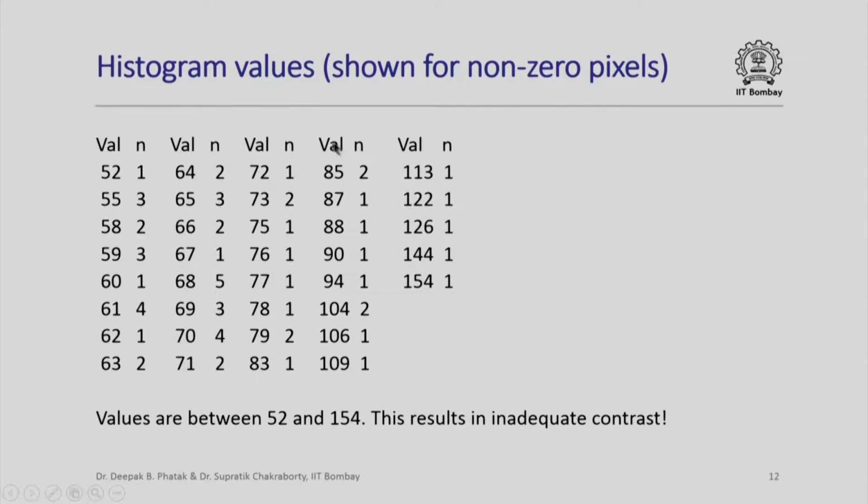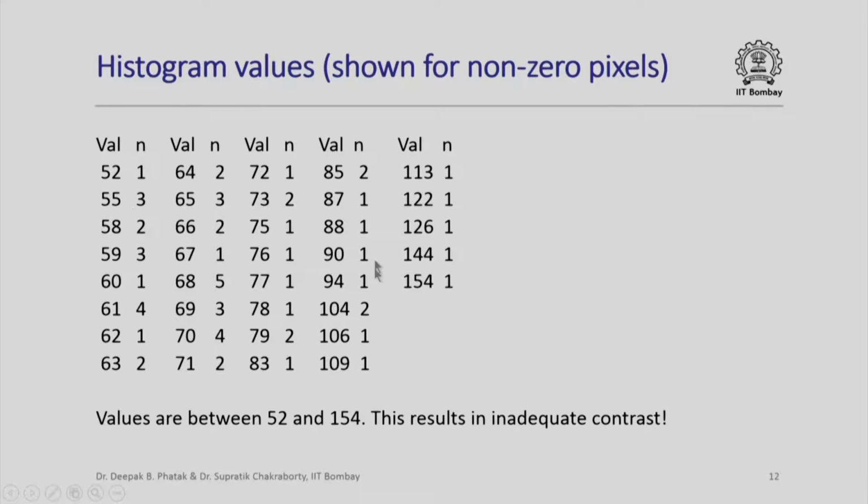Let us look at the histogram values which are shown for non-zero pixels. Of course, at 0, 1, 2, 3, 4 up to 51 there are no pixels. There is 1 pixel with value 52, 3 pixels with value 55, 2 pixels with value 58 and so on. Observe that there is 1 pixel with value 154, but there is no pixel with value 155, 156 and so on. We notice that all values are between 52 and 154, and this results in inadequate contrast.